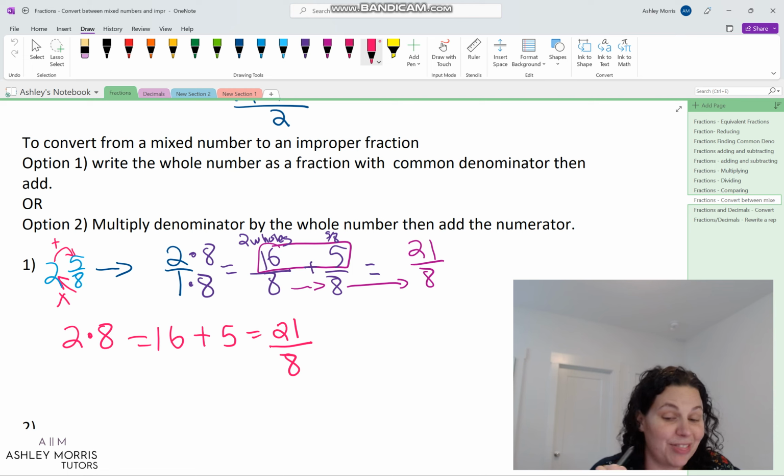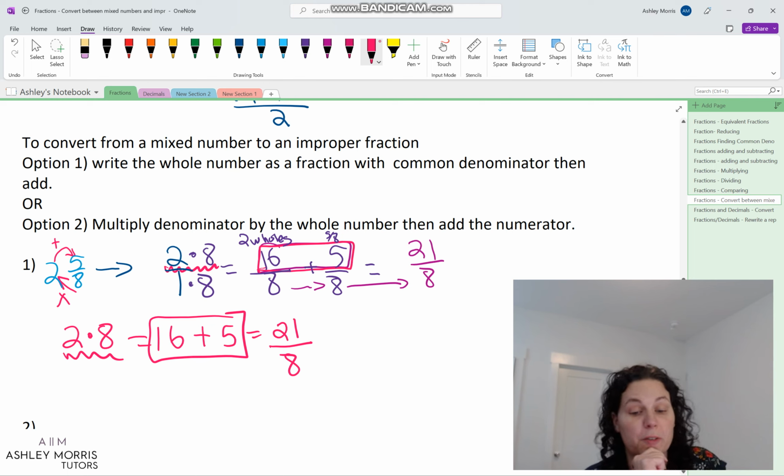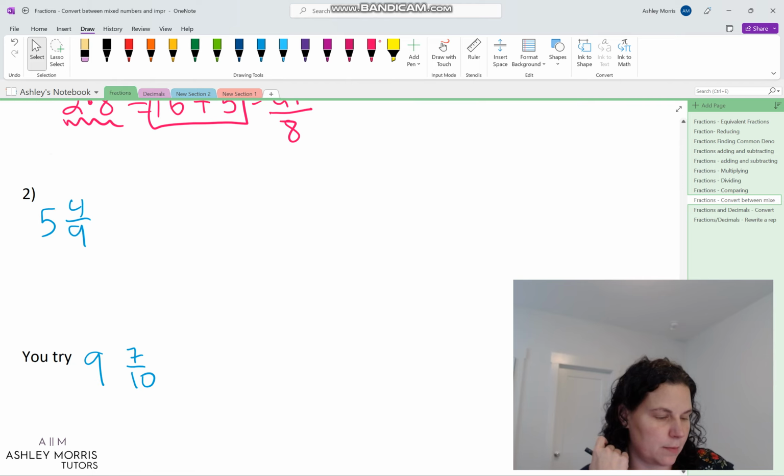And if you look, that's pretty much what we did on the first one. We did 2 times 8, and then 16 plus 5. And then both of them ended up over the denominator that we started with, the 8. Most people do it the shortcut way. You'll very rarely see someone do it the long way. So we're going to do the shortcut from now on.